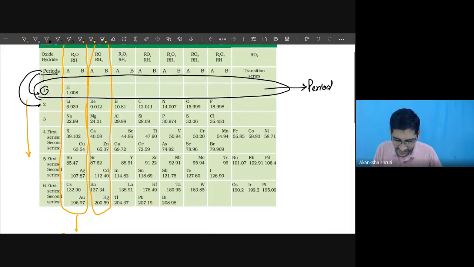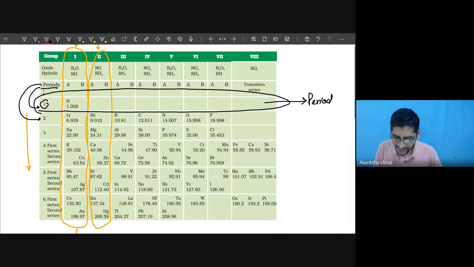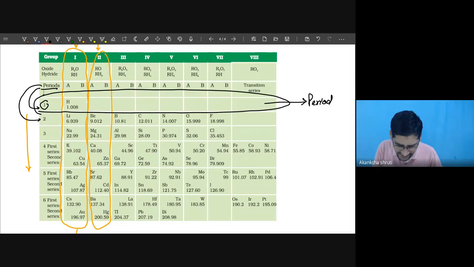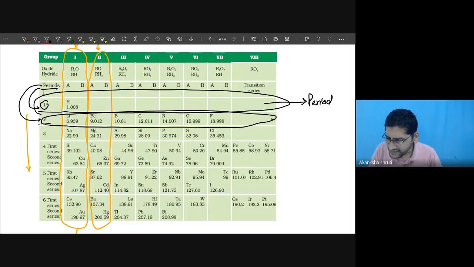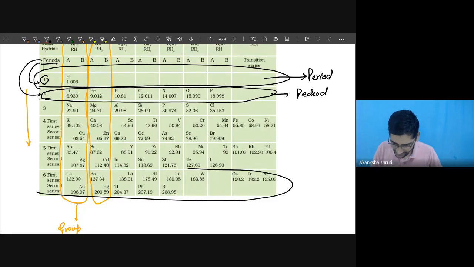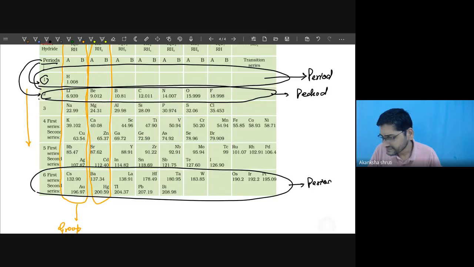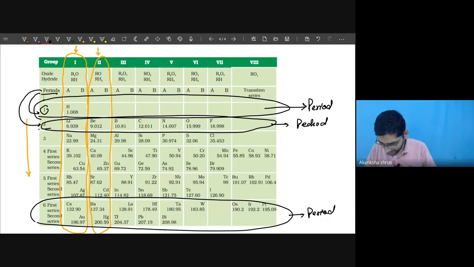Okay. See, so in this way, this is the first period. If you are going this way, it is our second period. So it is also period. Okay. If you are going this way, it is also the period. So I will come to this.